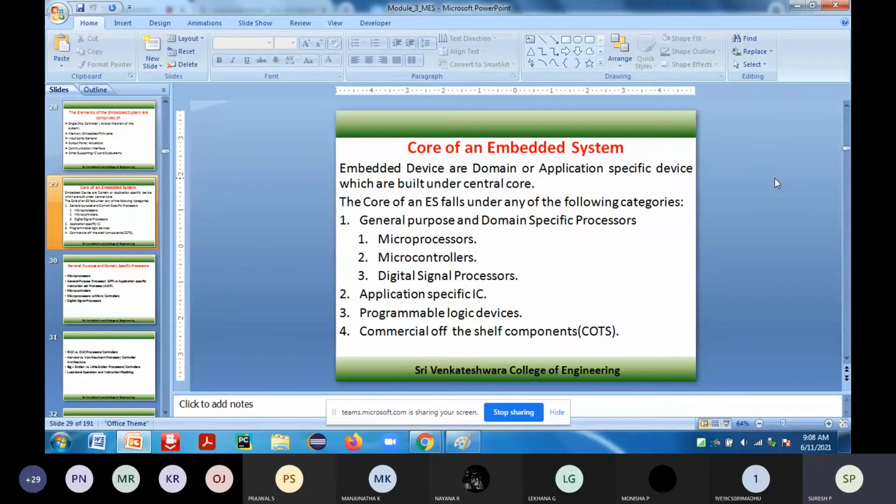So the programmable logic devices, PLDs, you are going to have. We are going to have the PAL, that is the programmable array logic. We have discussed it, and you have also discussed PROM, that is programmable read-only memory. Those things will also be used in the core of the embedded system. Now the fourth one is commercially off-the-shelf components.